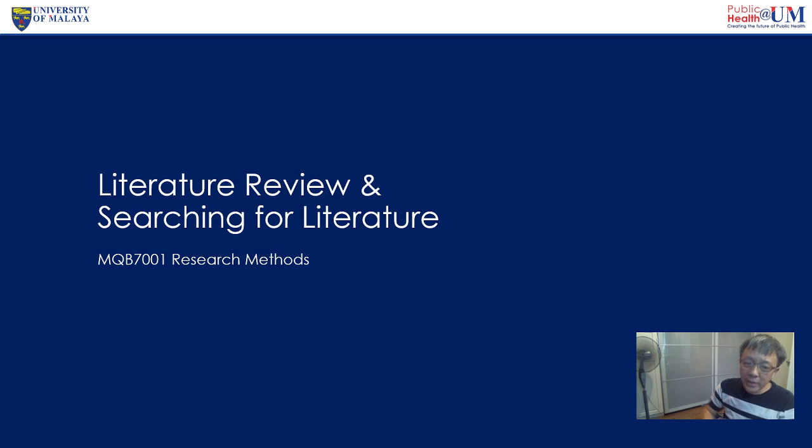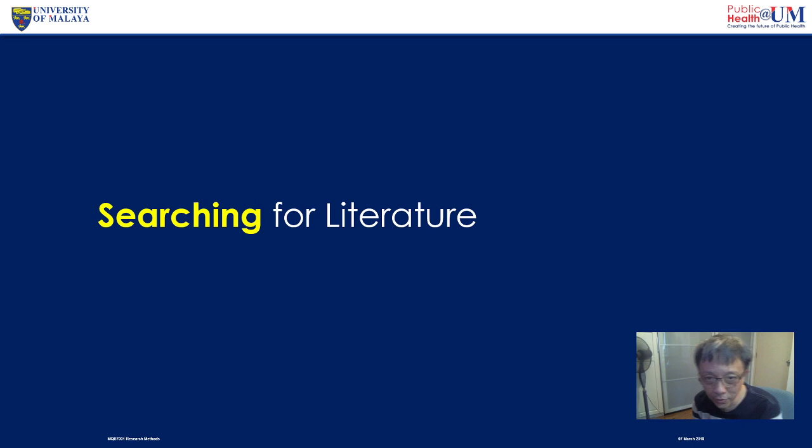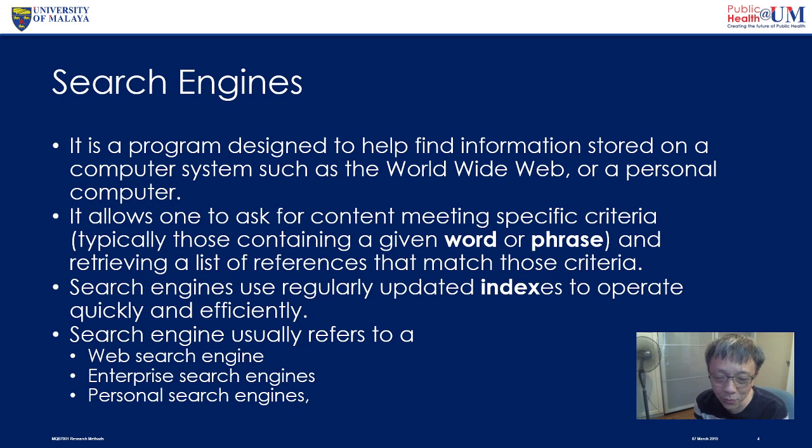All right, so the next part is literature review and searching for literature. So we're going to search for literature. You know what you want already. Do you know what you want? Maybe not. So we're going to search for literature later. So how do we search for literature? We can search for literature using Google, correct? I think all of you here use Google, correct?